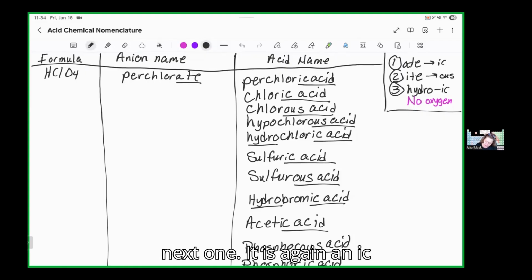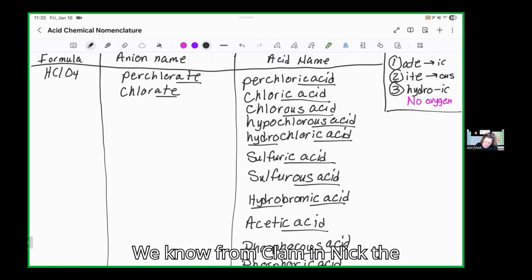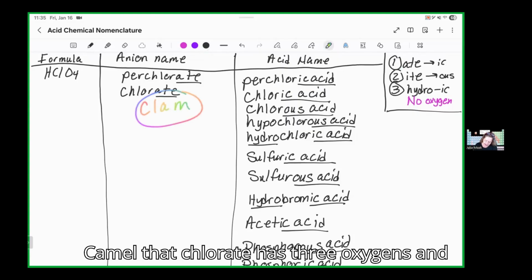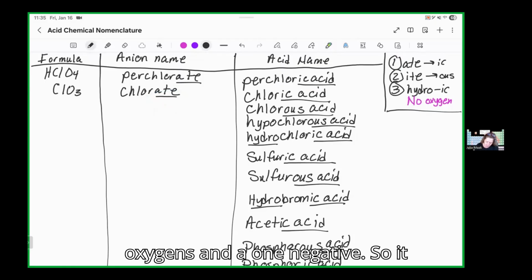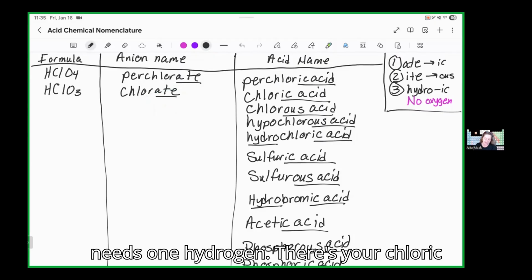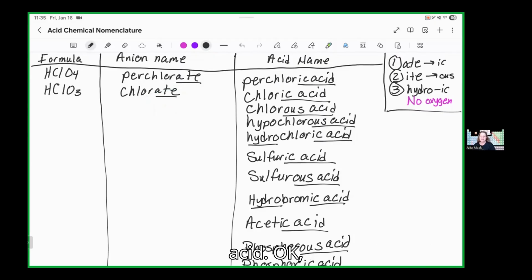Okay, so now we look at the next one. It is again an ic acid, so it came from ate. So it was chloric, so it came from chlorate. We know from clam in Nick the Camel that chlorate has 3 oxygens and a 1 negative, so it needs 1 hydrogen. There's your chloric acid.